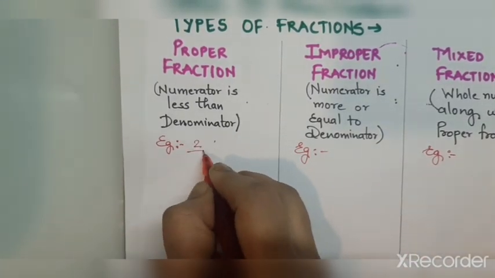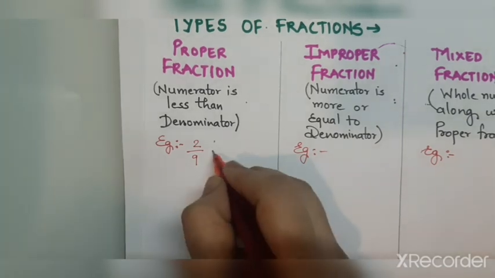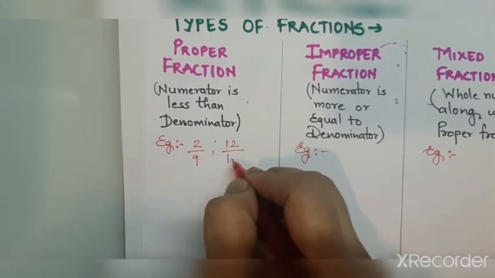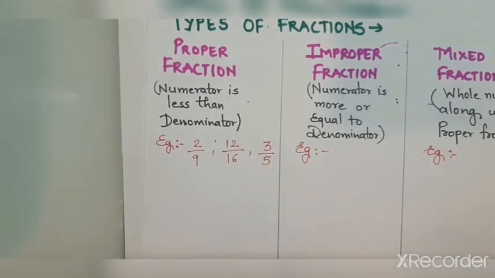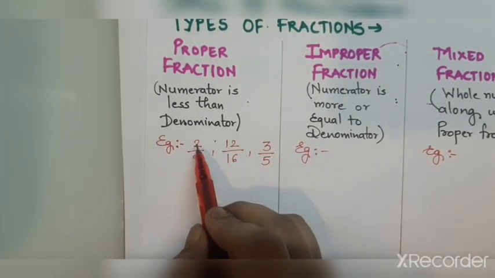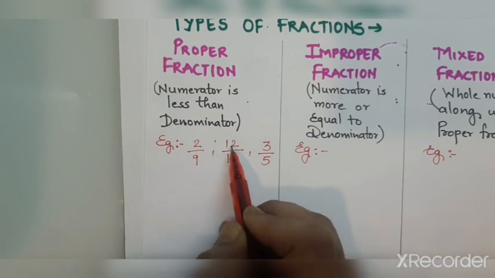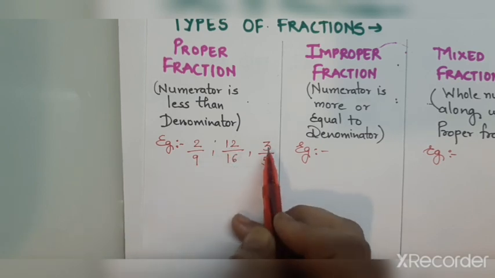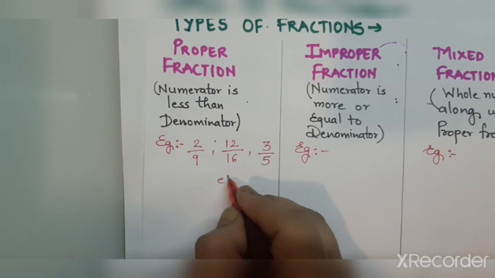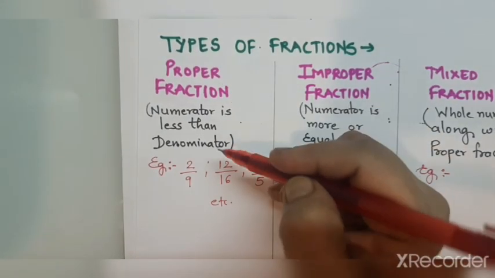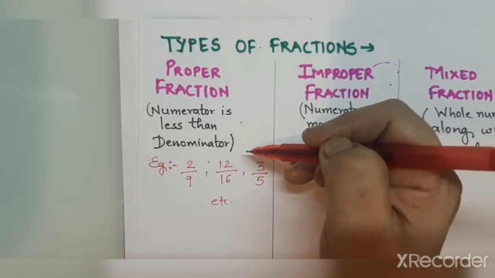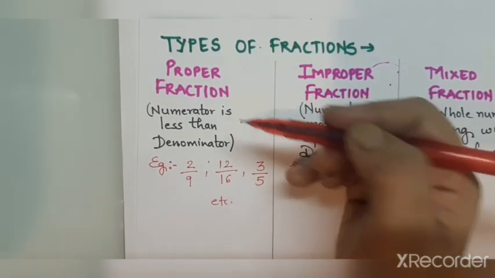So 2 upon 9, 12 upon 16, 3 upon 5. In all these cases, if you observe, the numerator is smaller than the denominator, even in the third. In this way you can write many other examples. This type of fraction where the numerator is smaller than the denominator is called a proper fraction.